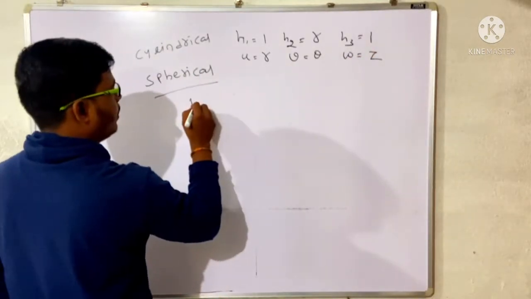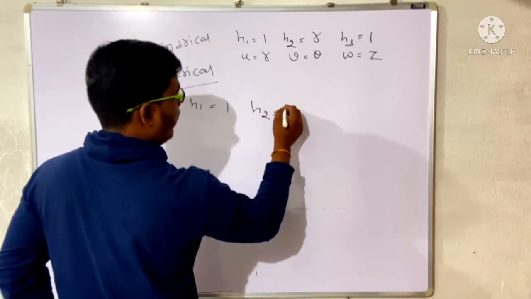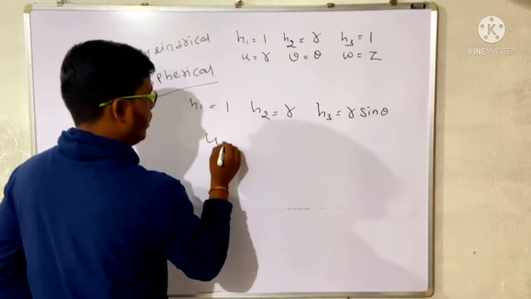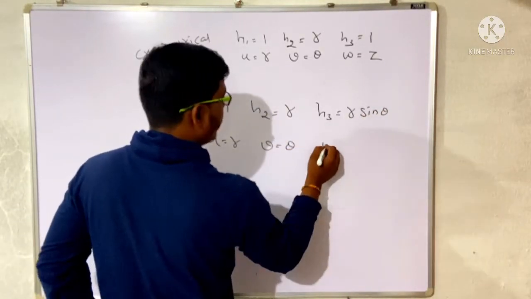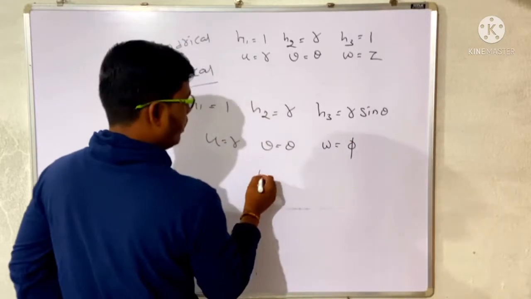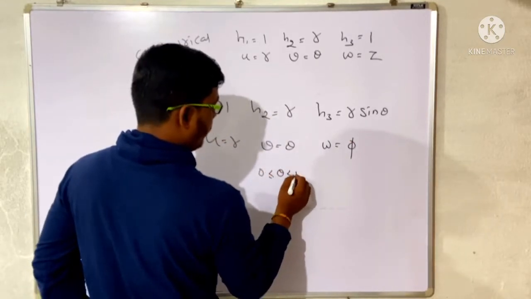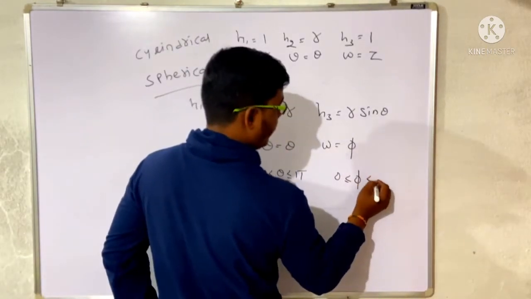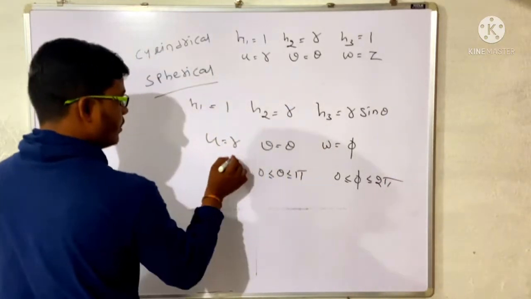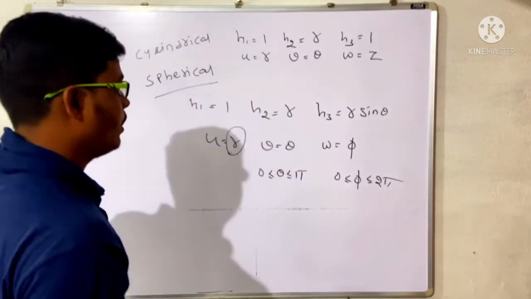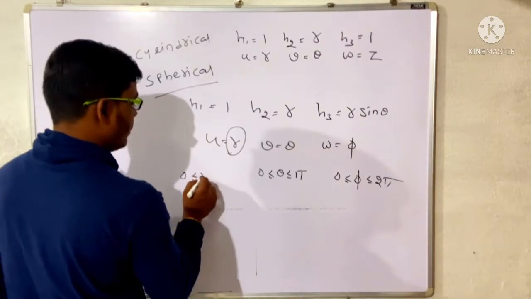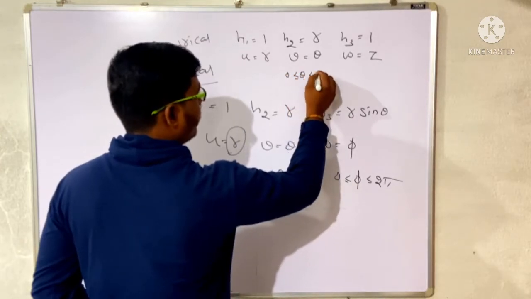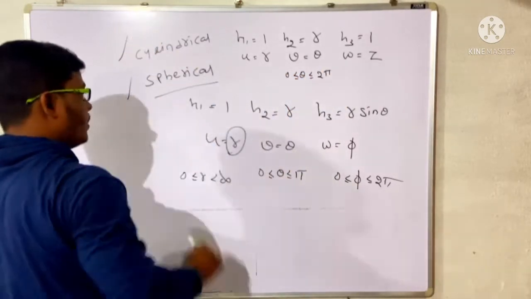But in spherical, h1 is 1, h2 is r, h3 is r sin theta, and u is r, v is theta and w is phi. Theta goes from 0 to pi, and phi goes from 0 to 2 pi. And r is the radius, which can be 0 to infinity. This is the cylindrical coordinate system and the spherical system.